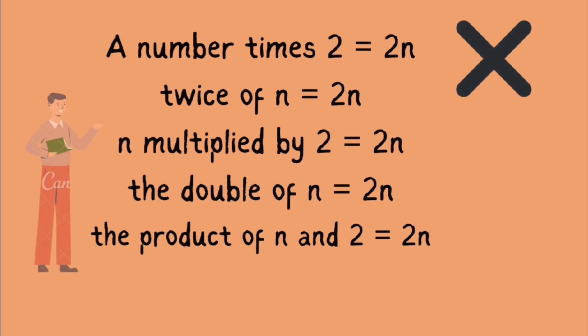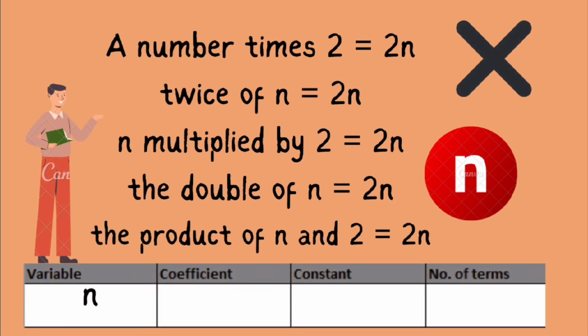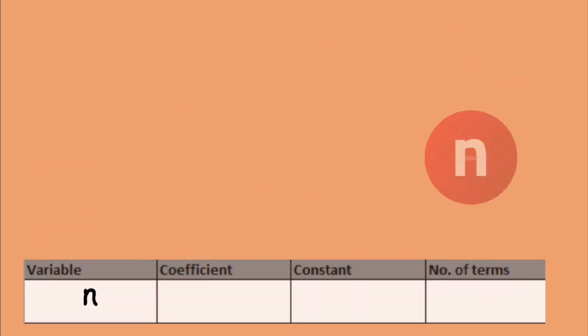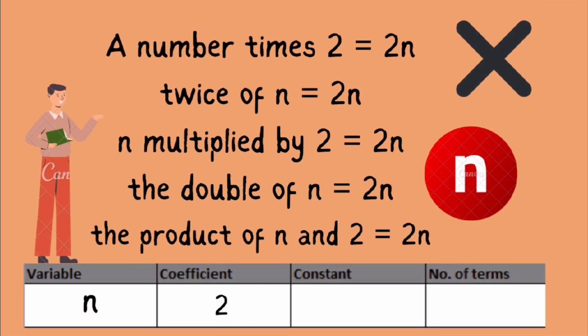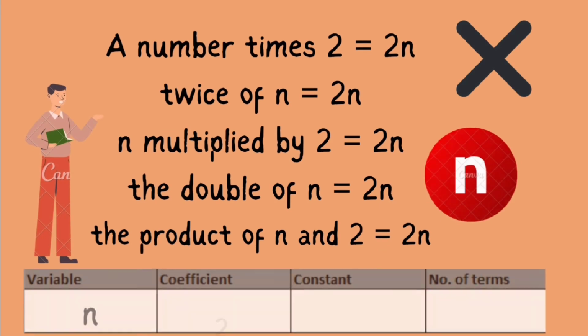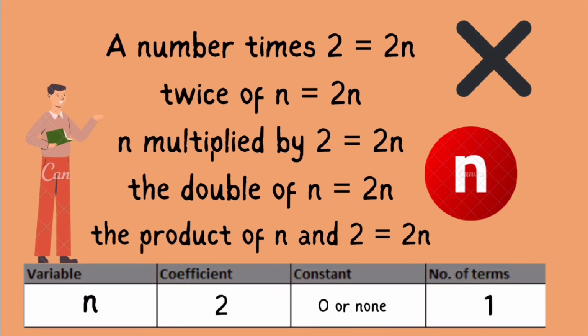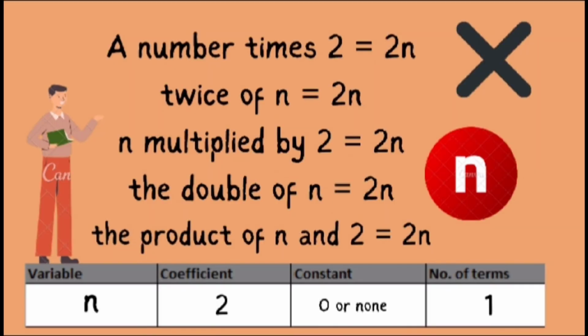Now let us identify the variable. It is the letter n, while the coefficient is 2 as it is the number before the variable. Next one is the constant. As we can see, we do not have a constant here. Well, the number of terms, since there is no addition or subtraction that separates the terms, we only have one term.